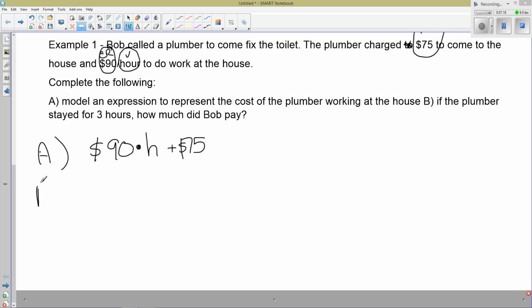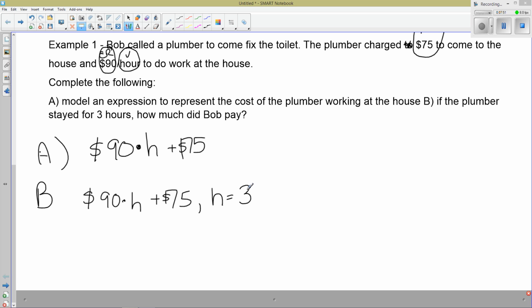B, how much would Bob pay if the plumber stayed for 3 hours? Well, we're going to rewrite our expression. So we use the expression we made. Remember, if it doesn't have an equal sign, it's an expression. And we're going to sub in H. H, in this case, was 3 hours. All right. So this is how your math should look. A nice little comma, we rewrite the variable, and we say what we're going to sub in.